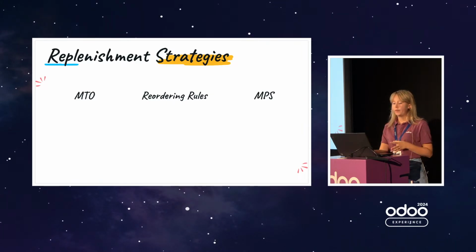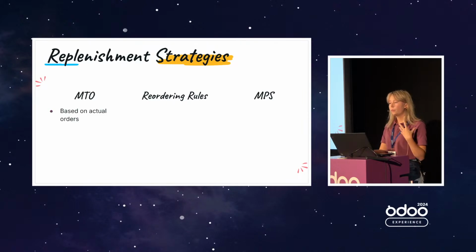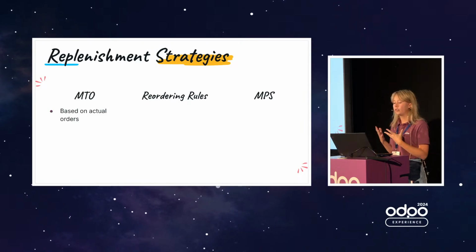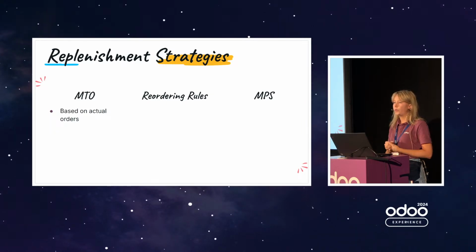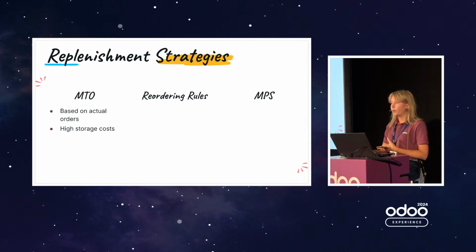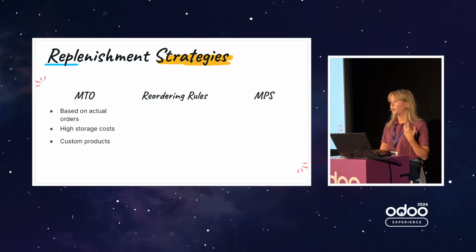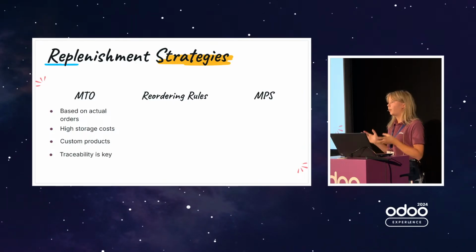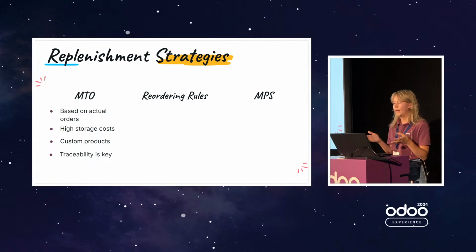First, we have the MTO, make to order, which is a method that is based on actual orders, which means that you will only start the replenishment once you have a concrete order from your customer. It's good if you want to avoid having high storage costs or if you have custom products. In that case, traceability is key, so you have a direct link between the customer demand and the replenishment.